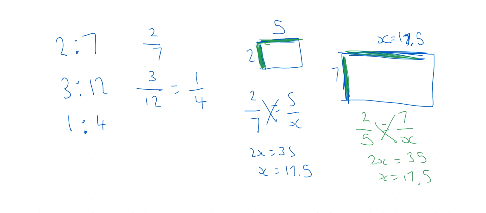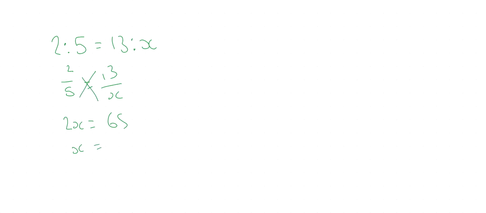All right, so what if I said that 2 to 5 equals 13 to x? Before I said that ratios can be written as fractions, so I'm just going to rewrite them as fractions. So 2 over 5 equals 13 over x. All right, so then I have 2x equals 65. So I'm just cross multiplying, which means x is 32.5. All right, so when they're written like this, just rewrite them as fractions and cross multiply as normal.